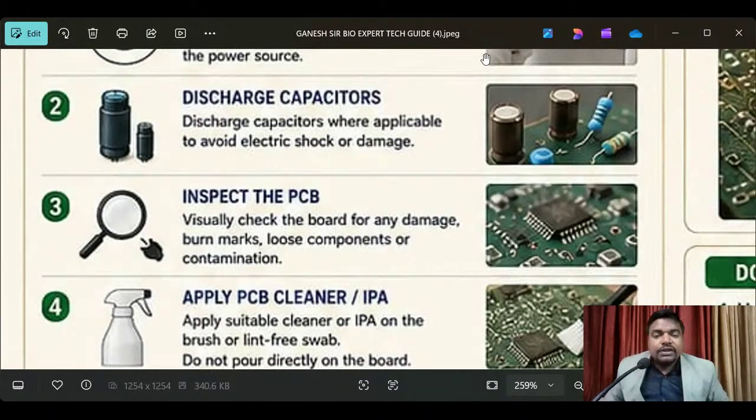Understand? Now every step you do an experiment, then only you will catch the points. Okay, right? I'm giving you possible ways, an easy way, to make it easy to catch my points. Now see, discharge capacitors. Discharging capacitors is applicable to avoid electric shock or damage. Next, inspect the PCB. Check the complete PCB, and visually check the board for any damage, burn marks, loose components or contamination. Okay, first check these things.